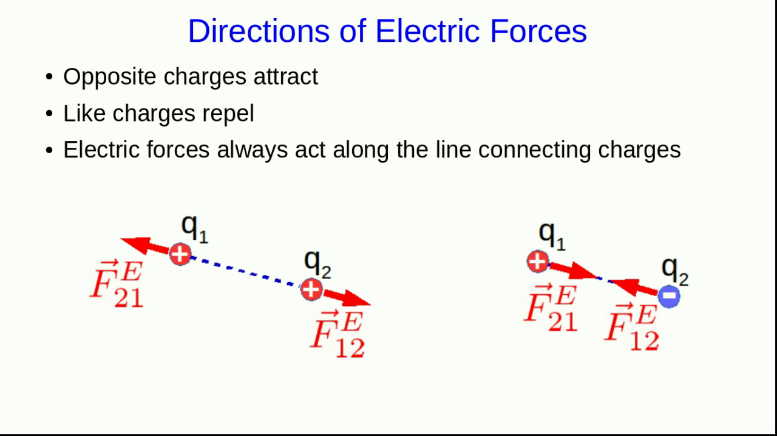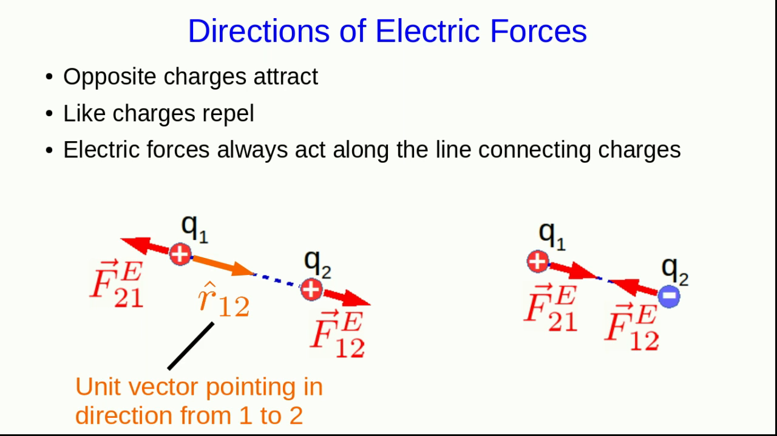That allows you to conclude that the electric force always acts along the line connecting the two charges. And so it would be nice to have a notation that allows us to easily write down vectors pointing in that direction. And so what we do is we define a unit vector that we would call r hat 1,2, which is defined as a unit vector, a vector that is unitless and of magnitude 1, and points in the direction from charge 1 to charge 2. This will be a convenient vector for writing down these electrical forces in fully vectorial form.